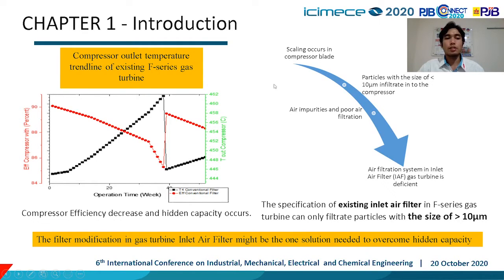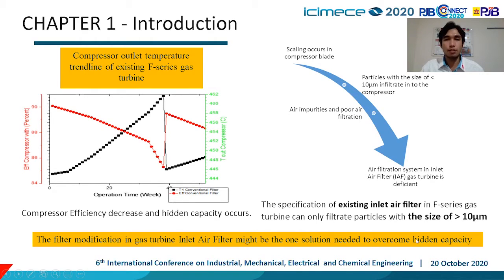The compressor efficiency decrease happens because scaling occurs in the compressor. It happens because particles with the size of less than 10 micrometers infiltrate into the compressor, because of the air impurities and poor air filtration. The air filtration system in the inlet air filter of the gas turbine, we can say it is deficient. The specification of the existing inlet air filter in the F-Series Gas Turbine can only filtrate particles with a size of more than 10 micrometers.